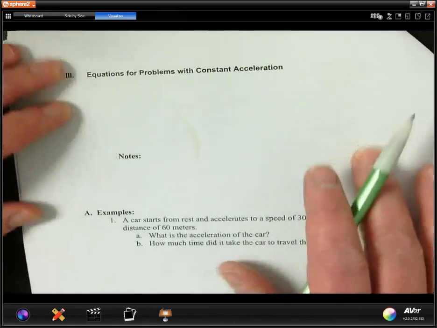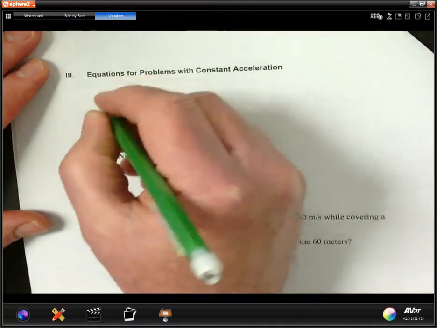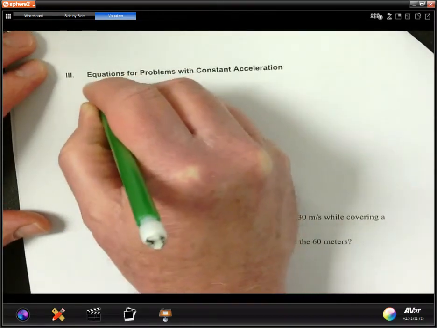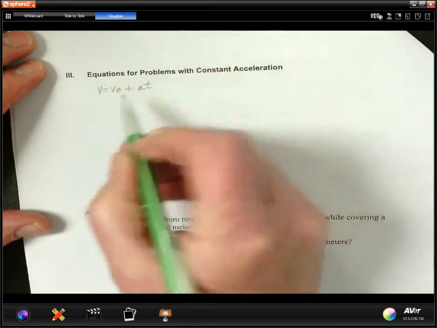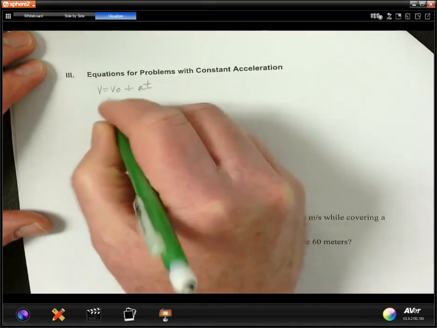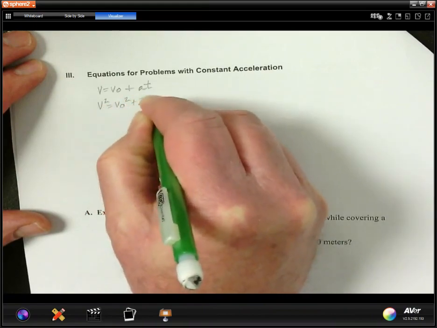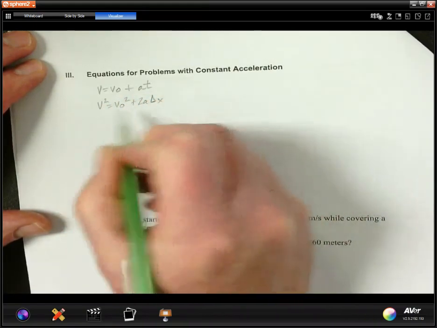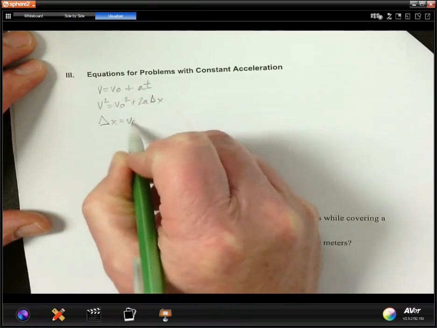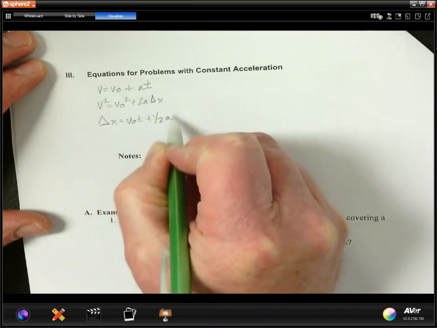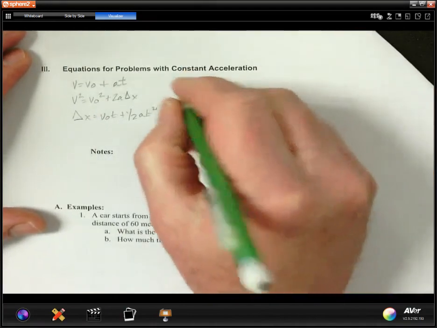All right, we're now going to move on from constant speed to constant acceleration. Okay, and the equations for that, there are going to be three of them. So v equals v0 plus at, and I'm going to define these variables in a bit. v squared is v0 squared plus 2a delta x, and delta x is v0t plus 1/2 at squared. All right, and we need to define these.